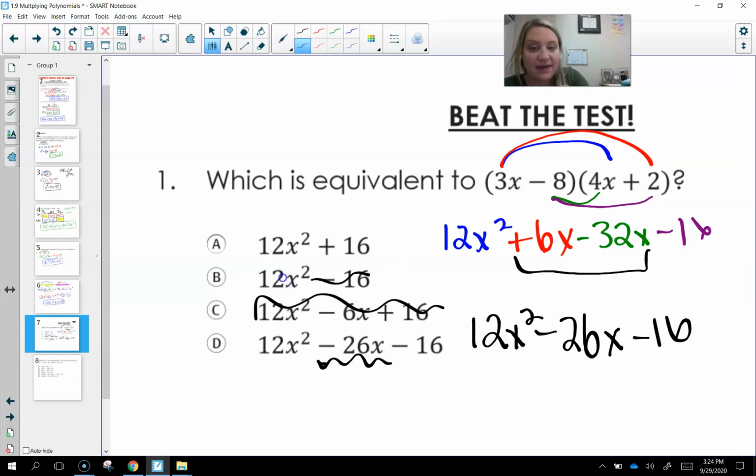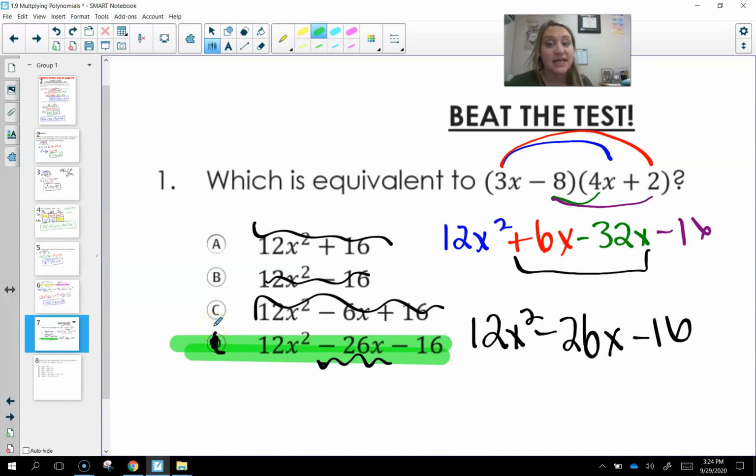So that can't be it, that can't be it, that can't be it. D has to be my answer. This is the only one that had the minus 26x in the middle also. Okay.